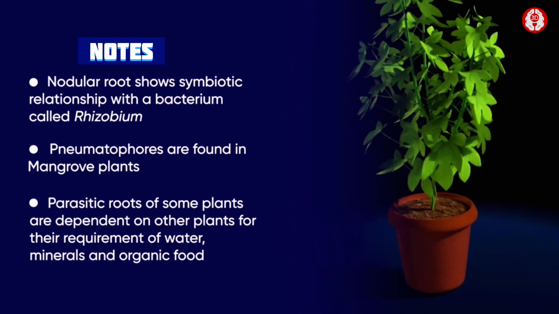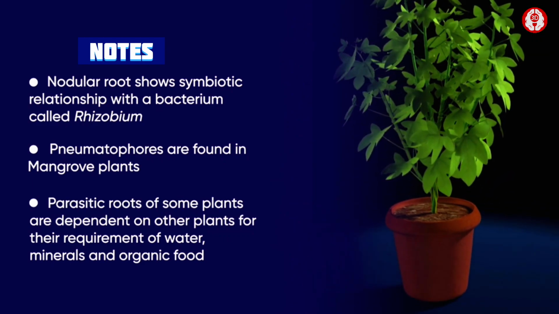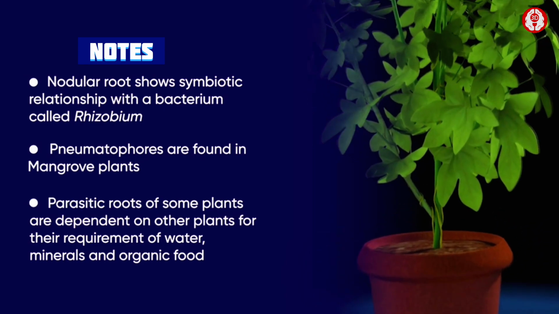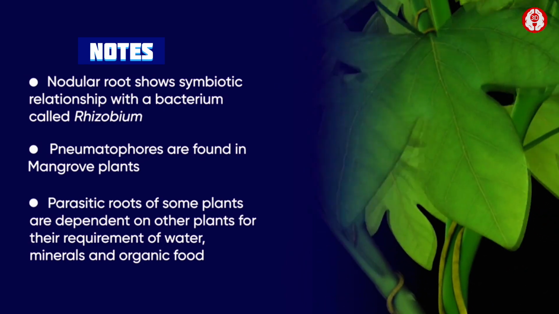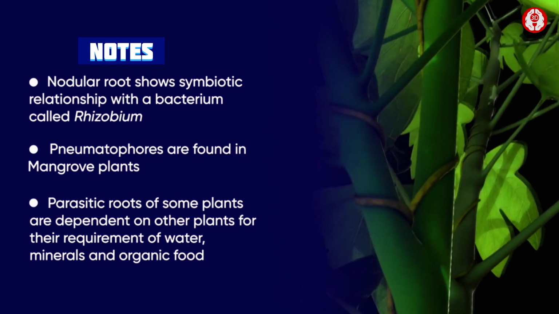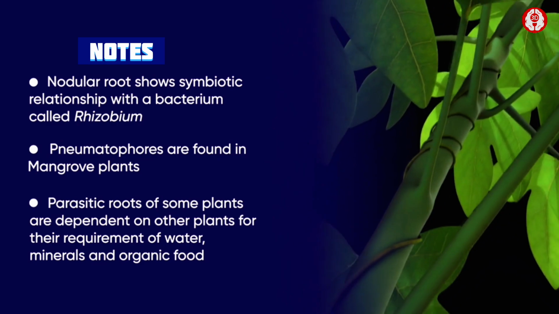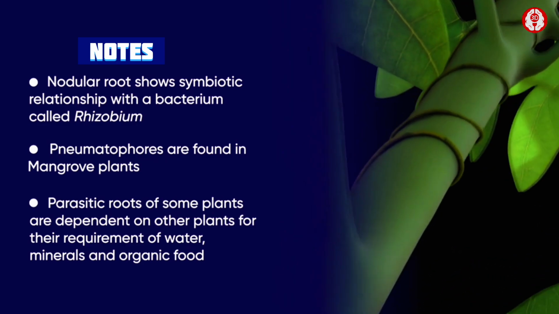Parasitic roots. Some plants are dependent on other plants for the requirement of water, minerals and organic food. Such plants are called parasitic plants. Cuscuta or dodder is a total parasite. It is a leafless flowering plant.